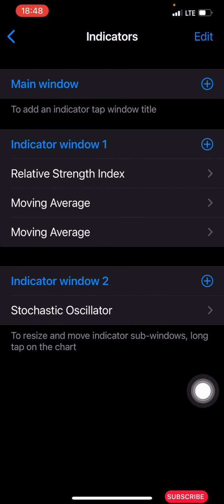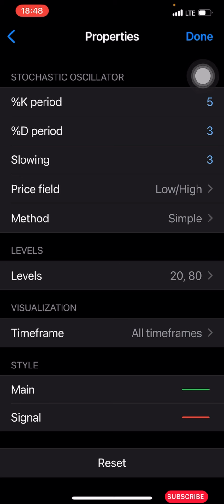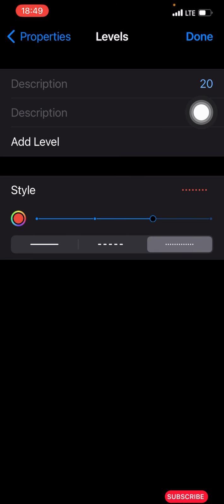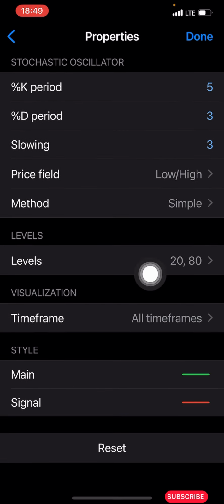Now the last indicator we have here is the stochastic oscillator. You click on the main window plus icon, then you search for your stochastic oscillator. Now these are the properties. The K period is 5, D period is 3, slowing is 3, price field is low/high, and the method is simple. Now the levels, we have 20 and 80. The style is red, 3 pixel, and you click on done. The time frame is all time frames.